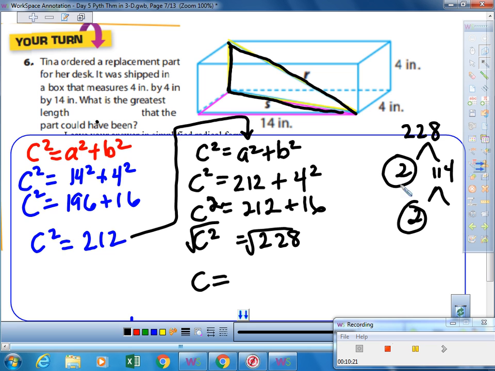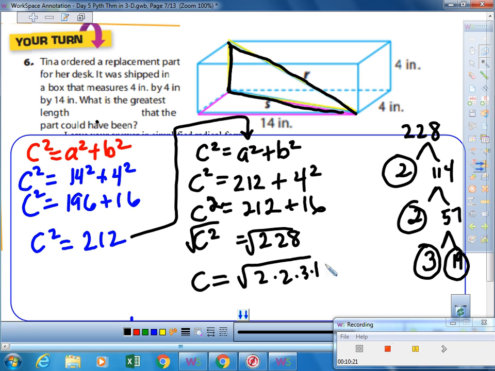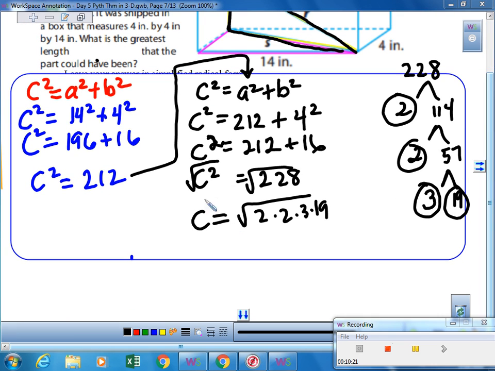All right. What's half of 114? 57. Can 57 be factored? Yes, I can still divide by 3. 3 times what? 19. 19 can't be factored. I have 2 times 2 times 3 times 19. You can also put 57 right here because, you know, those don't have equal factors. Or you can just wait.